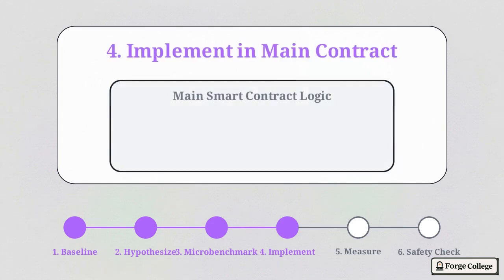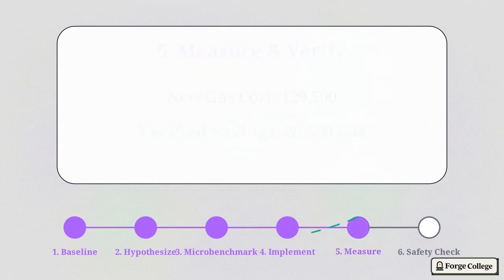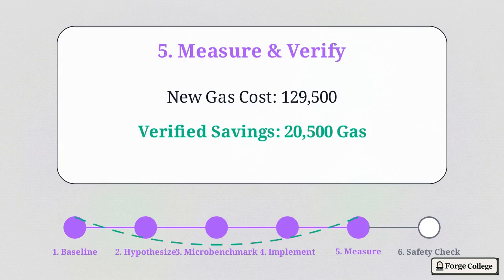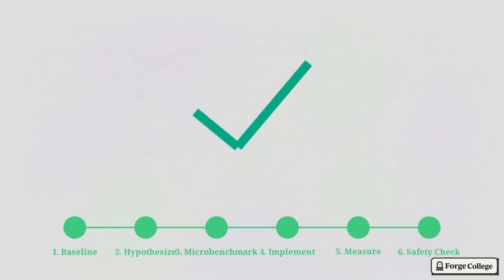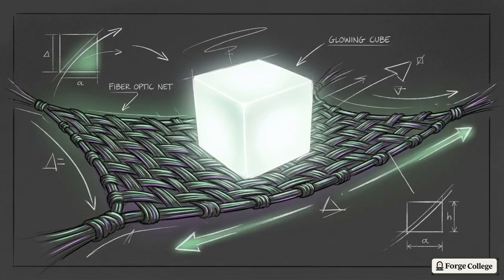Step 4 is implement. Once the change is proven in isolation, you confidently apply it to the actual smart contract code. Step 5 is measure. You compare the new cost against your original baseline to verify the expected savings. And Step 6 is the safety check. The developer confirms all the core logic still functions perfectly and prepares a backup plan to revert to the old version just in case. Following these steps ensures you always have a safety net before pushing a change live.